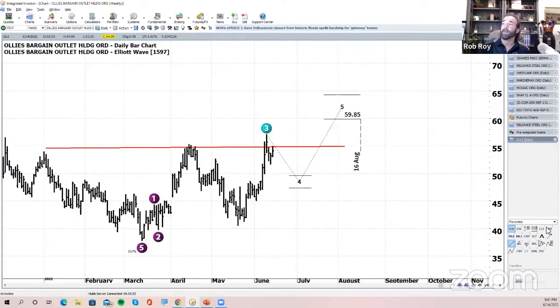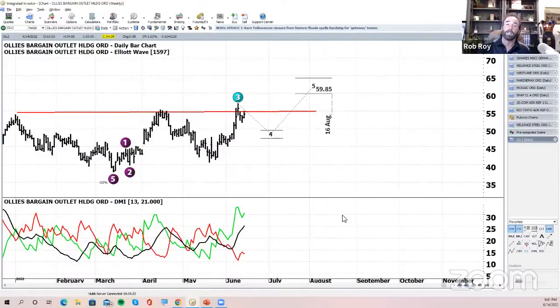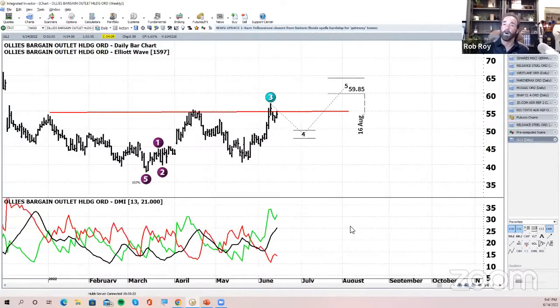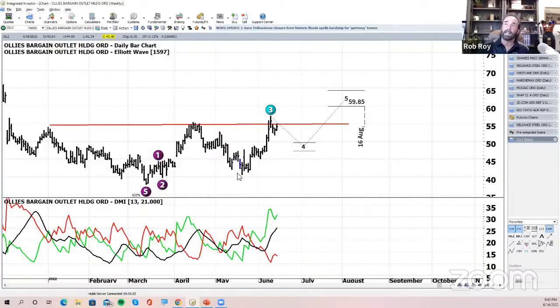And when you look at the DMI, that is so impressive with everything else that's going on in the market to see that we have an ADX moving up like that, the positive directional indicator moving up, the negative moving down. That leads you to believe that we will break above that resistance level there.